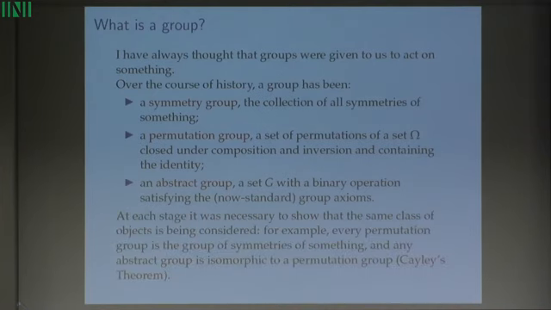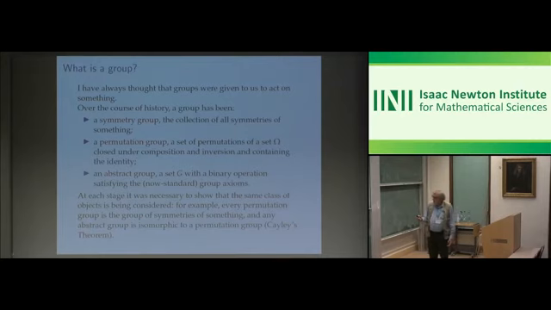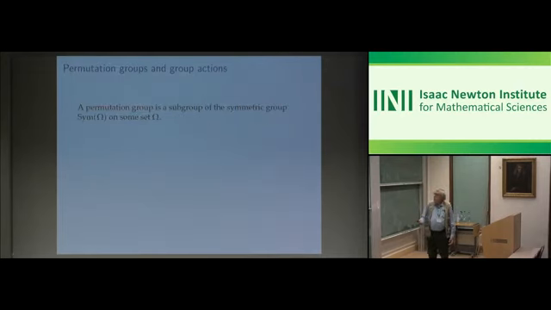And at each stage in this development it was necessary to verify that the things we were calling groups hadn't changed, even though the definition had. In other words, that a symmetry group is a group of permutations on the object that it's symmetries of, but that every permutation group is a symmetry group, and that a permutation group satisfies the group axioms, but anything satisfying the group axioms can be represented as a permutation group, namely Cayley's theorem. So you can look at it from various points of view. I'm going to take the permutation group point of view.